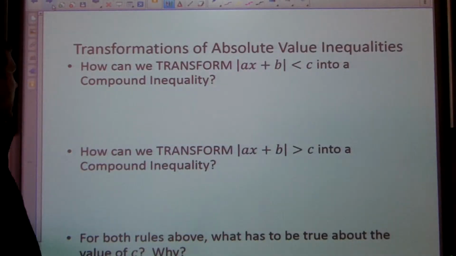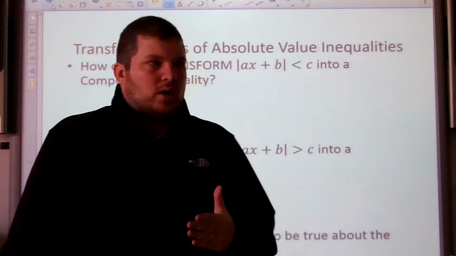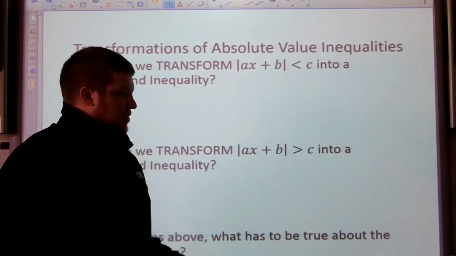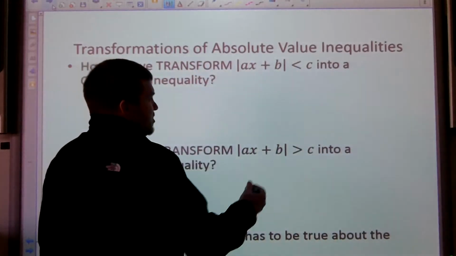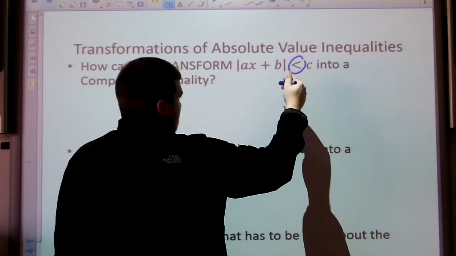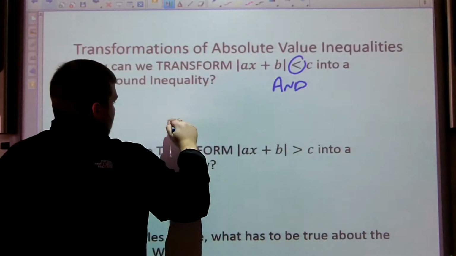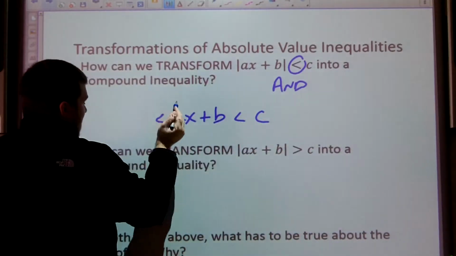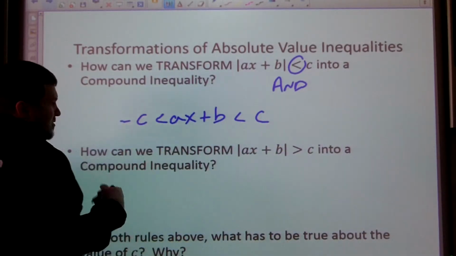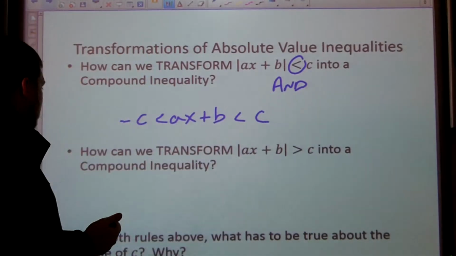Okay? Now, here, we're talking about absolute value inequalities. So we need to pay attention to the symbols. Here I have less than or equal to. So anytime you have a less than or less than or equal to, that essentially just means and. And what we're going to do is ax plus b is less than c and greater than negative c. So you need to know this rule.